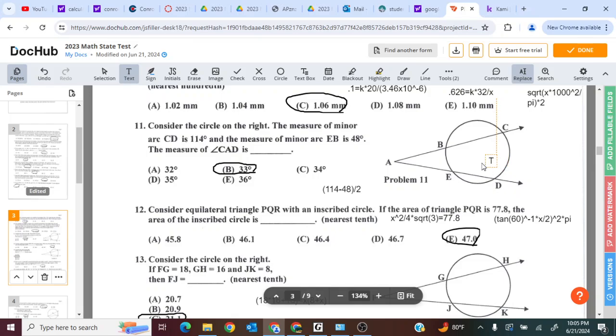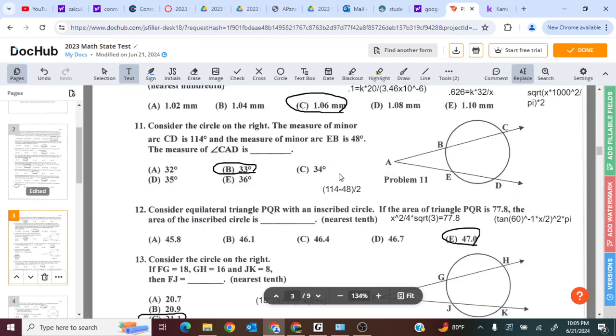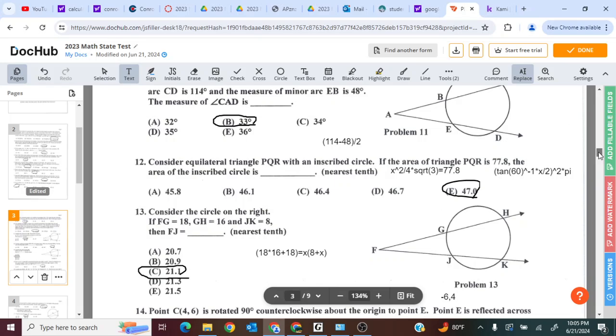So basically, or in other words, this angle minus that one over 2 is equal to 2 times this angle right here. So given CD is 114, EB is 48. You subtract those, divide by 2, and get 33. I don't know how to prove that, but it's a thing, and it's not too hard to remember.